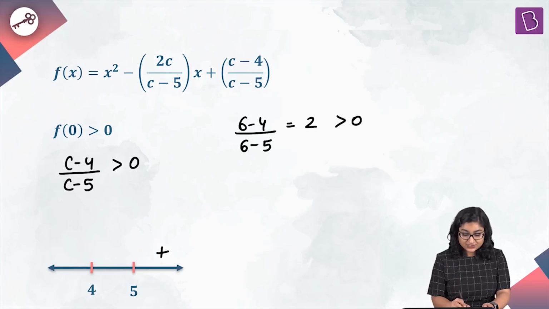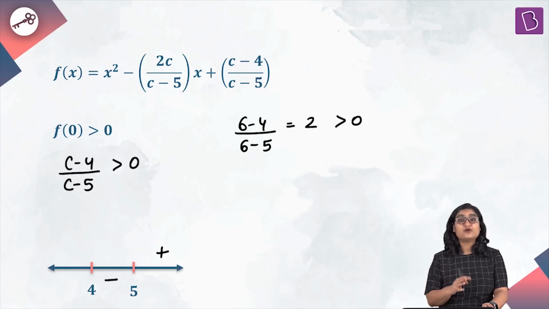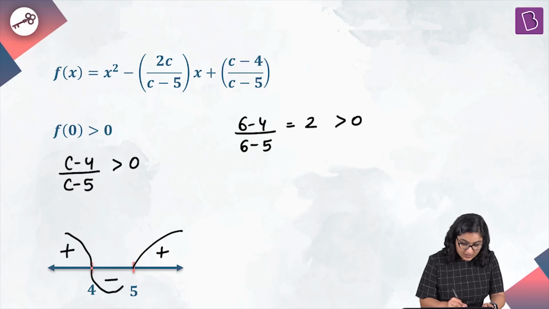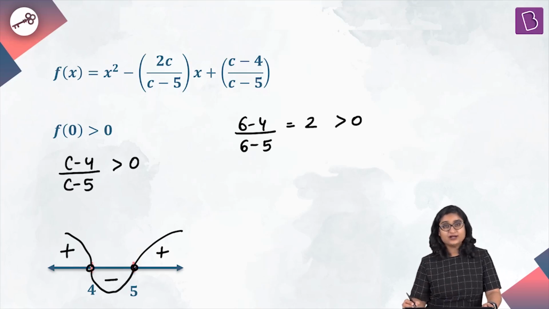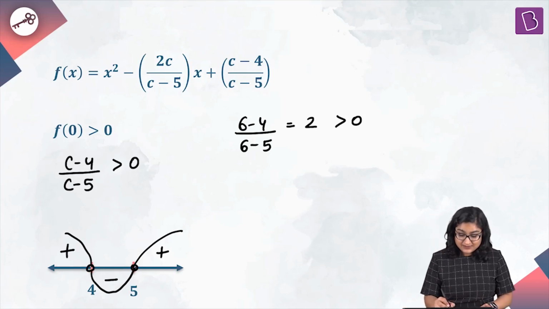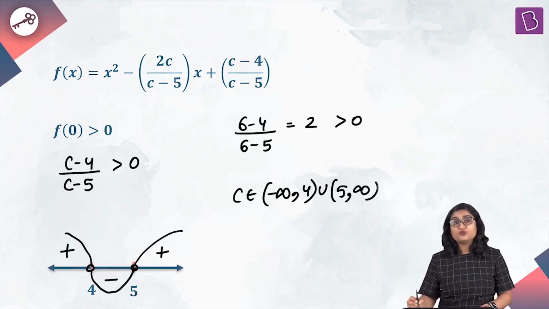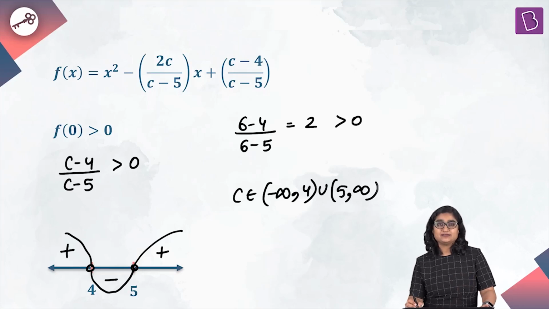Around 5 it will change to negative. Around 4 it will again change to positive. And the final curve that we will get is this. And keeping in mind that both 4 and 5 are not included, that means c belongs to the interval (−∞, 4) union (5, ∞), for which this expression should be greater than 0.